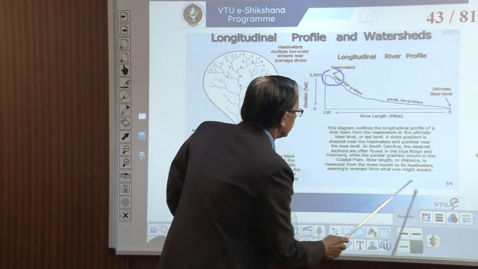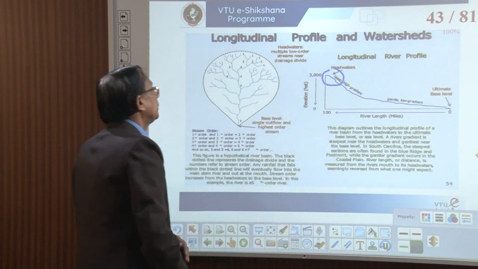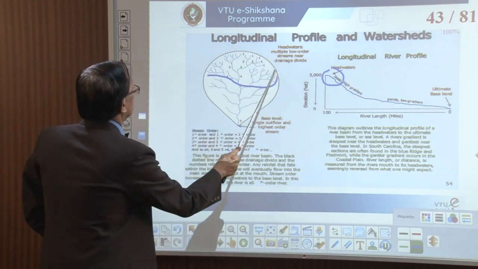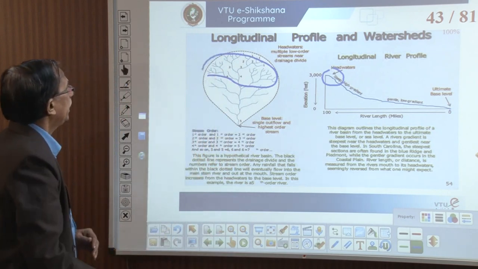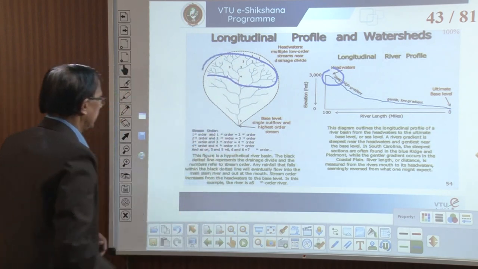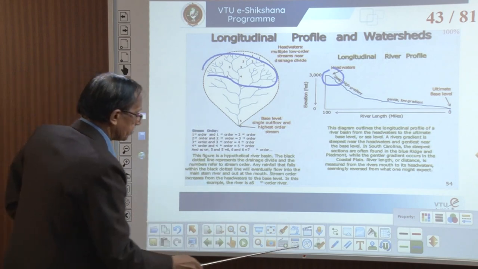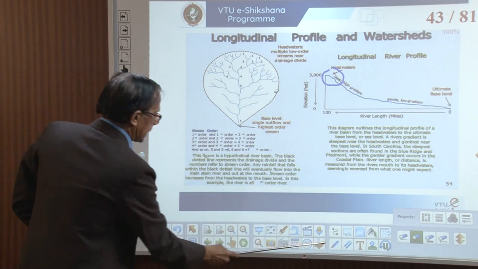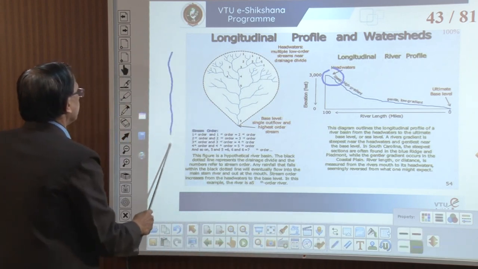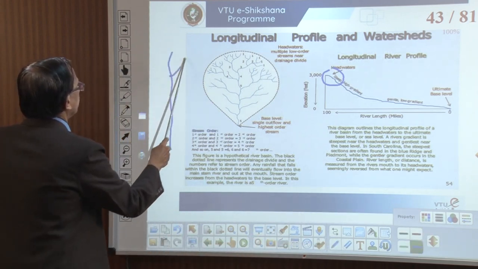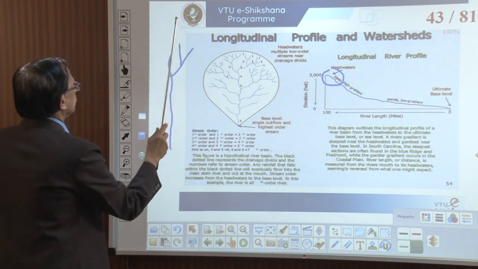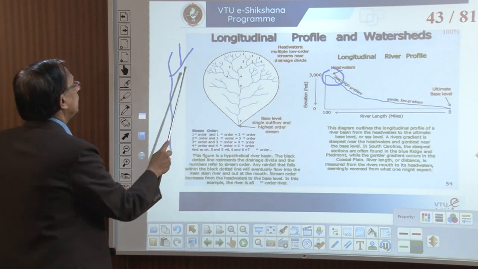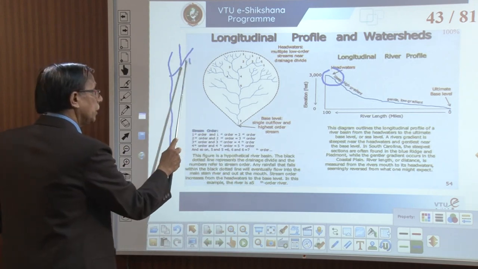It is the characteristic of a river, a general idealized character. Suppose these are the mountainous region. Now, I have mentioned 1, 2, 3, 4 like that. Suppose this is a river. This is one tributary. This is another tributary. This tributary is not further branched out.